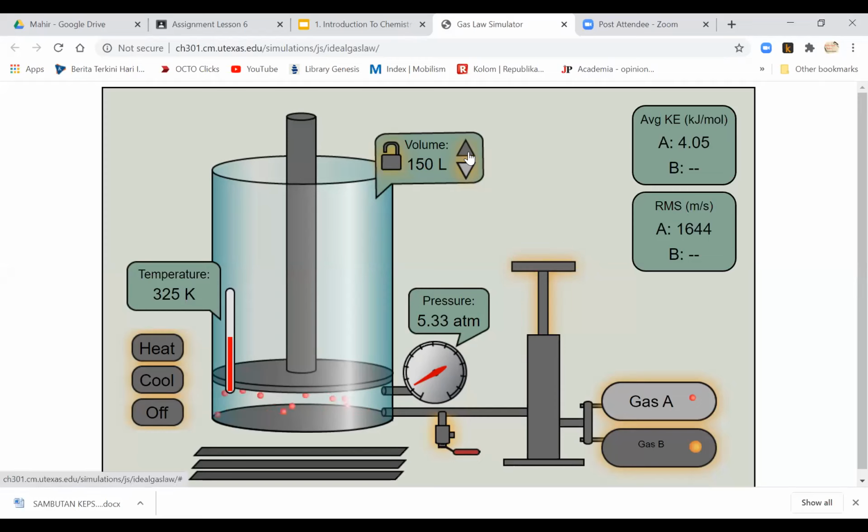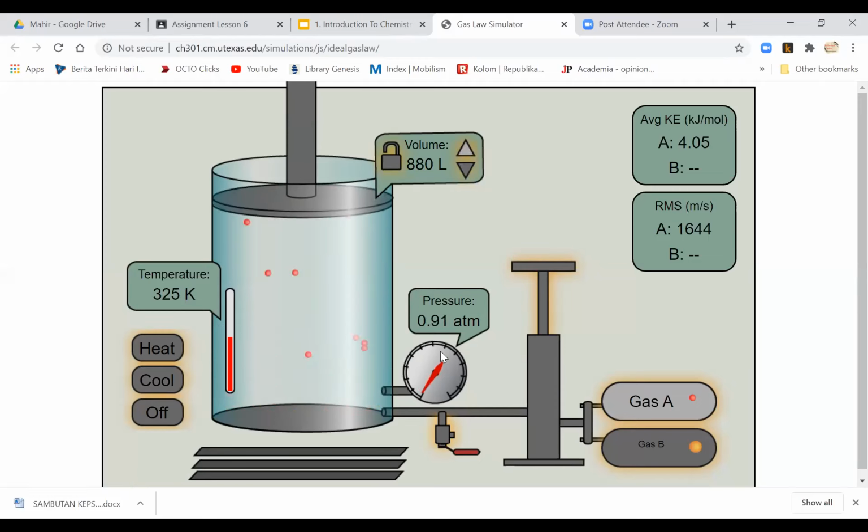Let's do it. I'm increasing the volume. Look at the pressure. Pressure is decreasing. So they are inversely proportional. Berbanding terbalik. Inversely proportional. How about with the temperature?